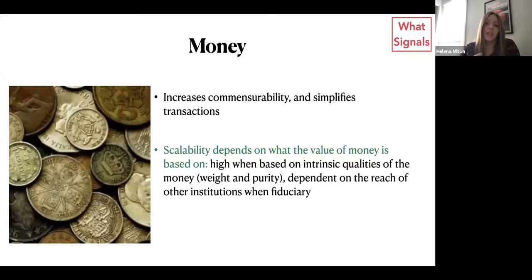Another practice is simply the use of money, and I'm not going to say much about it because it's been talked about a lot, but roughly it increases comparability and simplifies transactions. And the scalability of money really depends on what the value of money is based on. So it's pretty high when it's based on intrinsic qualities of the money, like weight and purity of the metal. But whenever it turns to being fiduciary money, then it depends on the reach of other institutions that back up the money, which is both good and bad news.